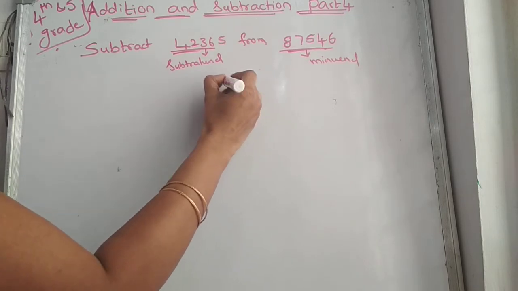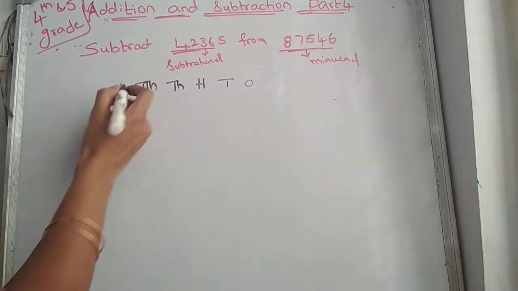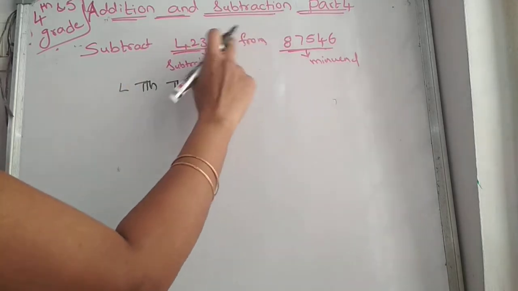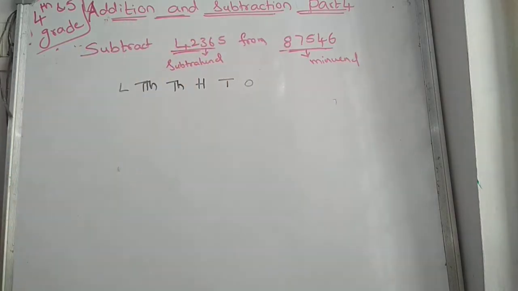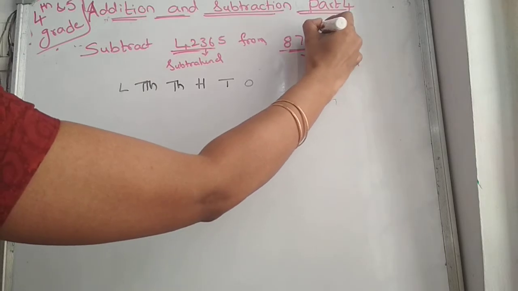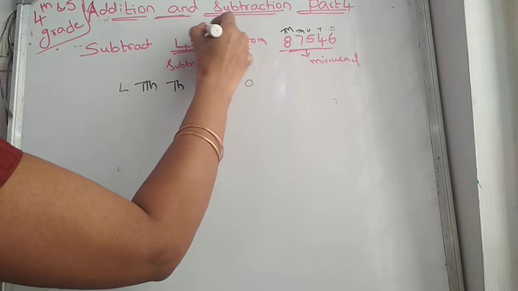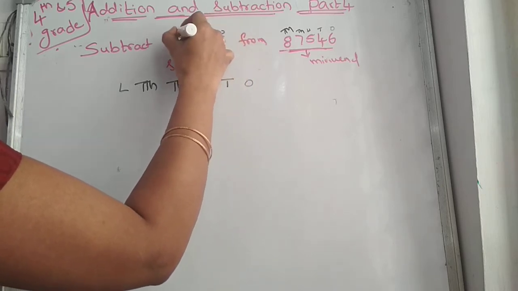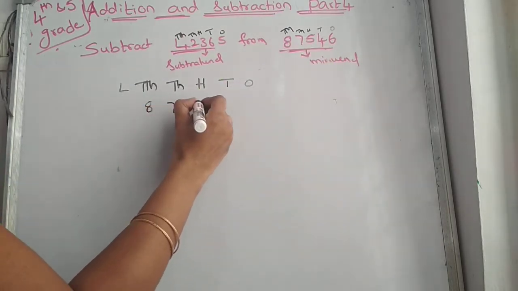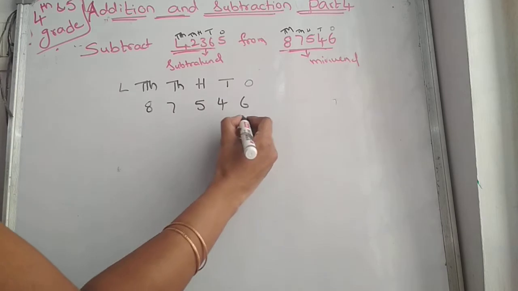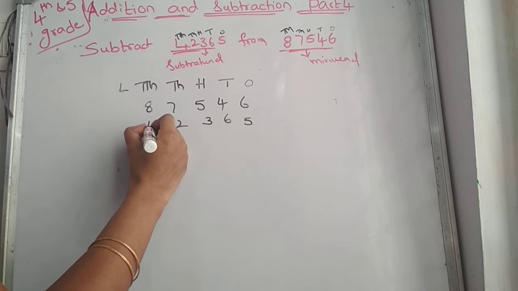Okay, so first arrange the values in the place value chart: ones, tens, hundreds, thousands, 10,000, lakh, if there is one. See here, 1, 2, 3, 4, 5, this is a 5-digit number. This is also a 5-digit number. Both are in 10,000s. So 8, 7, 5, 4, 6: 6 ones, 4 tens, 5 hundreds, 7 thousands, 8 ten-thousands.